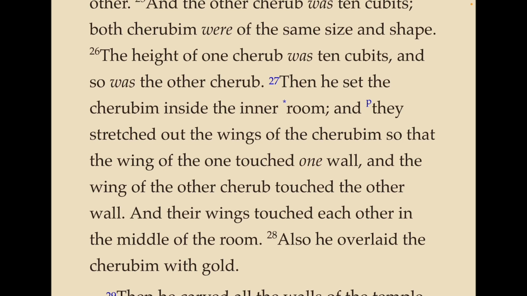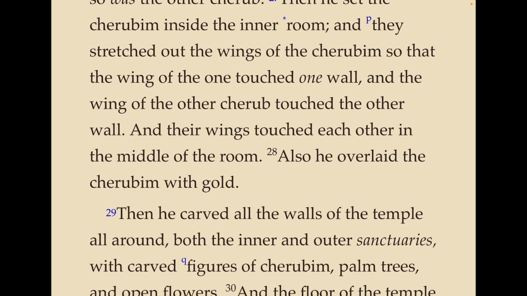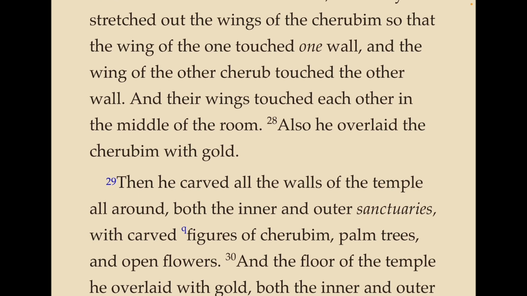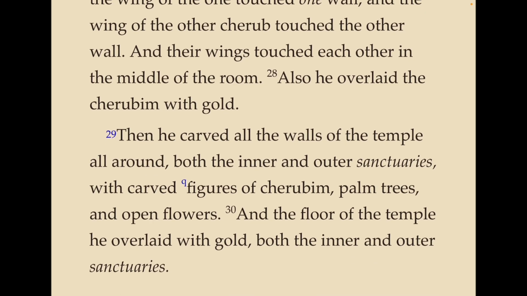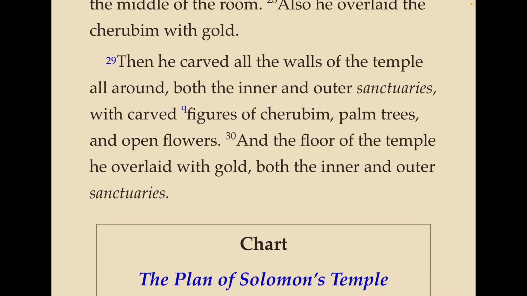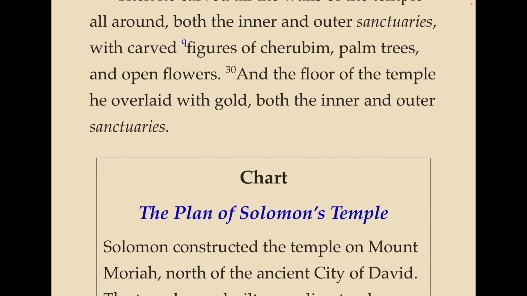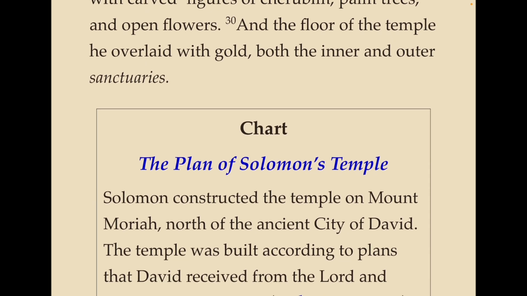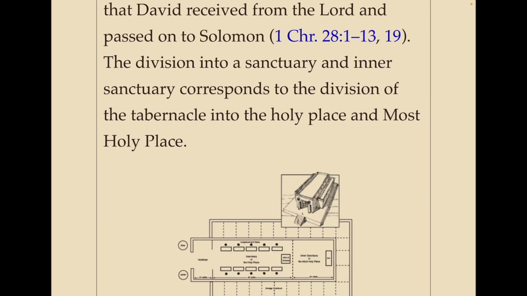Then he set the cherubim inside the inner room, and they stretched out the wings of the cherubim, so that the wing of the one touched one wall, and the wing of the other cherub touched the other wall, and their wings touched each other in the middle of the room. Also, he overlaid the cherubim with gold. Then he carved all the walls of the temple all around, both the inner and outer sanctuaries, with carved figures of cherubim, palm trees, and open flowers. And the floor of the temple he overlaid with gold, both the inner and the outer sanctuaries.